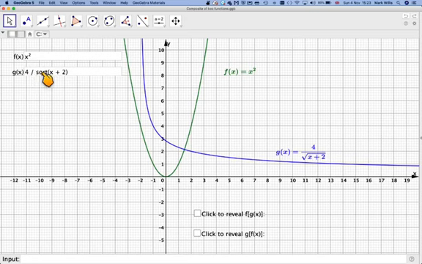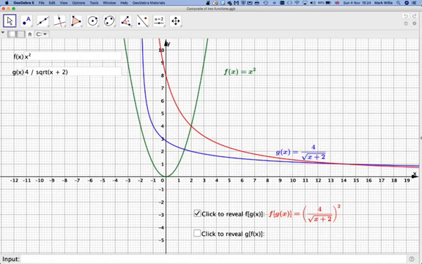And then if I want to do the composite of fg of x, that means first do g and then do f. If I click on this, I get the composite function here, f of g of x, which is going to be 4 over square root of x plus 2, all squared. So basically you just replace x here with 4 over square root of x plus 2. This gives you the resulting graph.